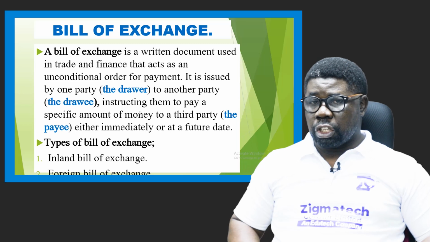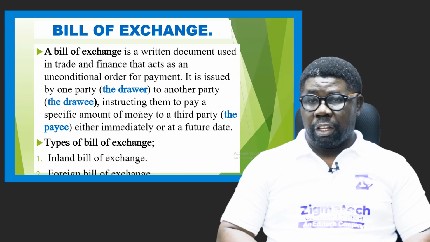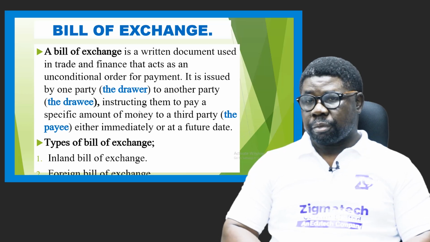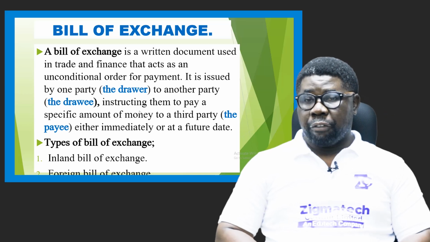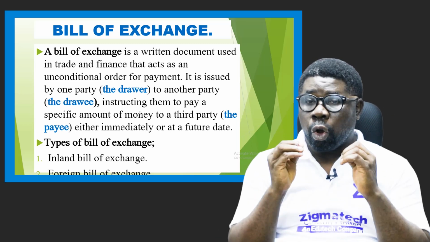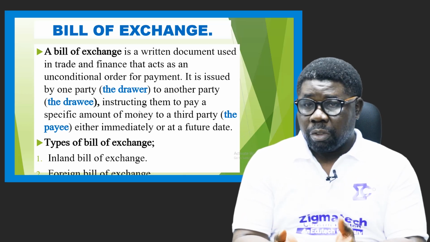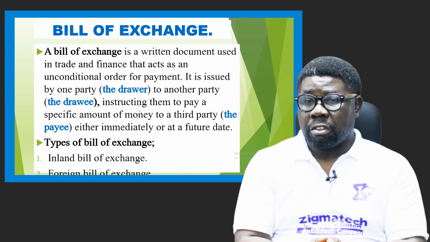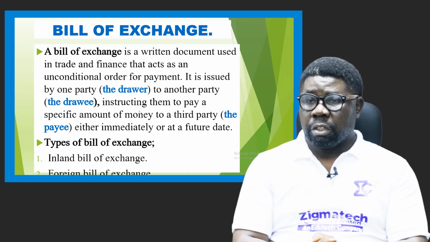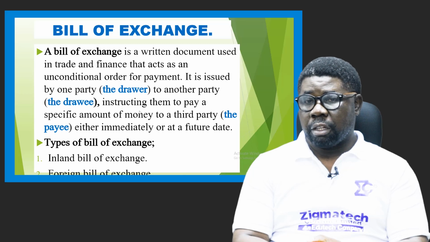The bill of exchange is one of the most common documents that everybody knows in international trade. This is a written document used in trade and finance that acts as an unconditional order for payment. It's a check-like document. It resembles a check, but in this case, it's used for international payment for goods and services.